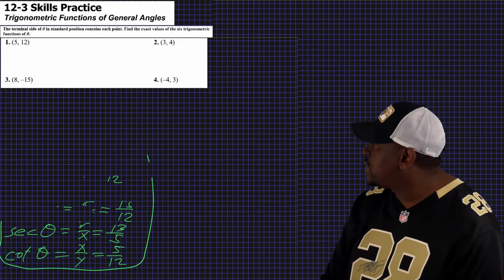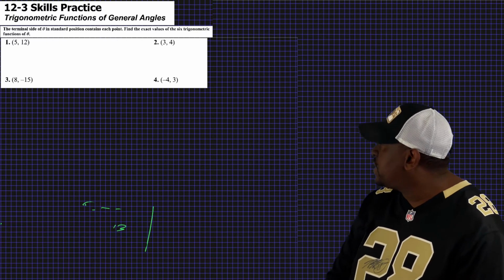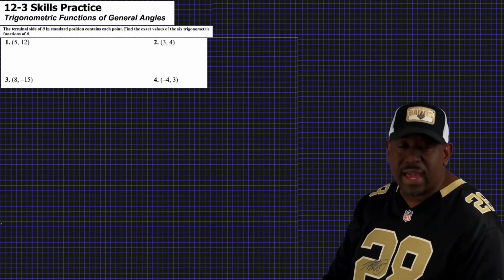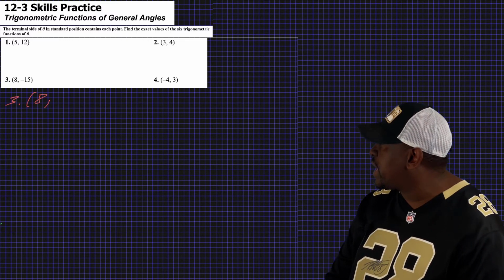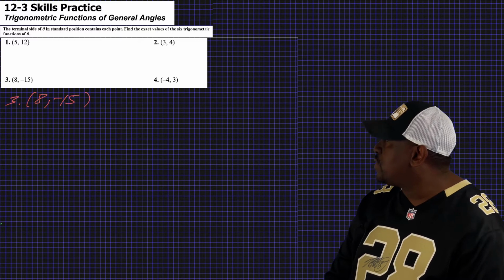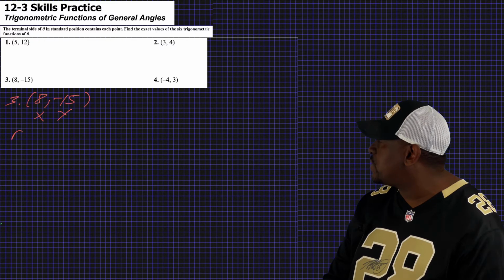Good job. So again, the more we do this, the easier it becomes. We're going to do another example like this so we can get in the habit of doing it. So now we're going to do number 3. Number 3 has a negative value for y, so we label it. x is 8, y is negative 15.